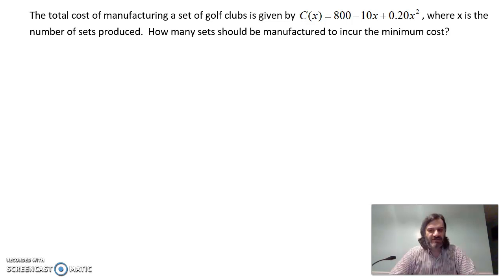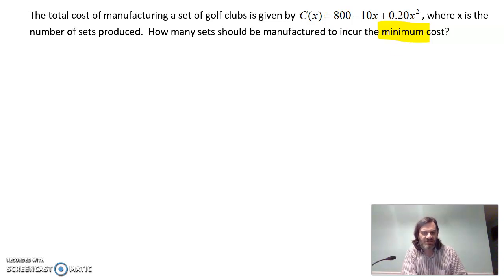Hey, we have a problem here. The total cost of manufacturing a set of golf clubs is given by the function c of x equals 800 minus 10x plus 0.2x squared, where x is the number of sets produced. How many sets should be manufactured to incur the minimum cost? So when we say something like minimum, we're starting to think about, for a quadratic, the vertex.